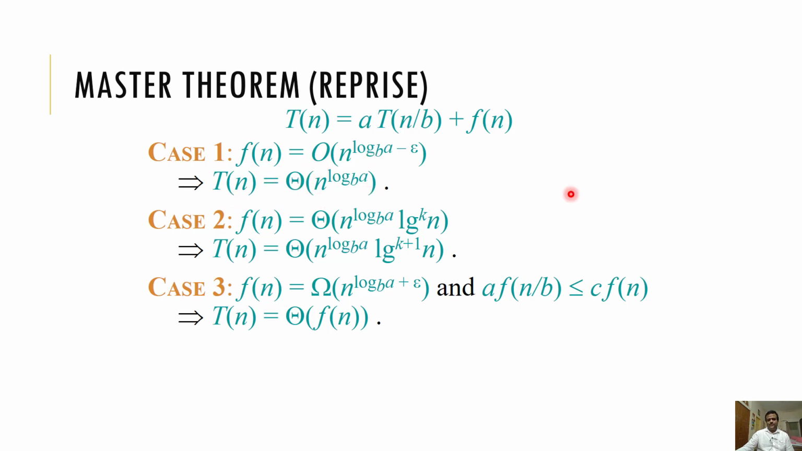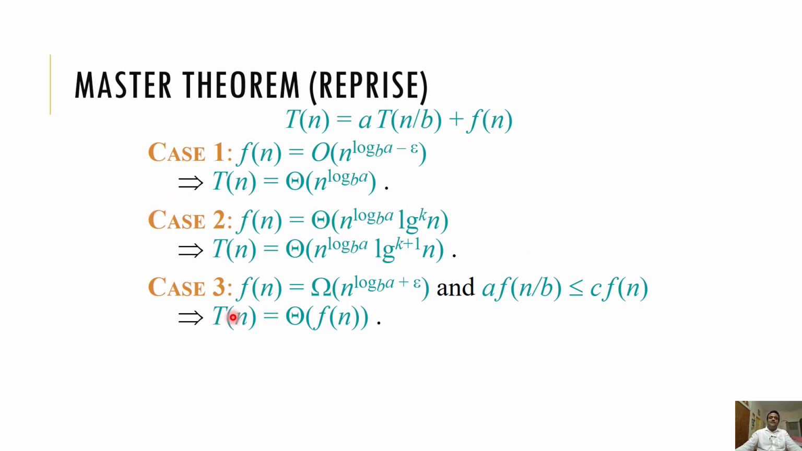In case 2, the growth of f(n) and n^(log_b a) is similar, or they can differ by a log factor, a power of log n. In that case, the solution is T(n) = big theta of n^(log_b a) (log n)^(k+1). If k is equal to 0, which is what we will see in most cases, like merge sort, the recurrence comes under this case.